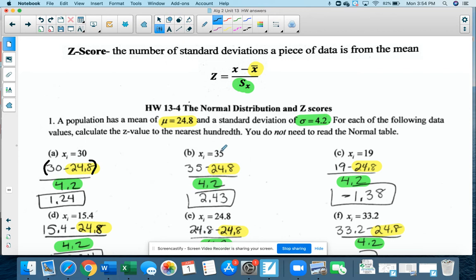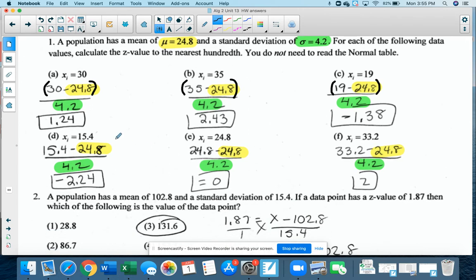In B, my score was a 35. So again, I take my score, 35, subtract the mean, make sure that you have parentheses around all this, and you divide by your standard deviation. I got 2.43. So that score is 2.43 standard deviations from the mean, and again, it's above because it's positive. This next one, C, I get a negative number. My score is 19. My mean is 24.8. So 19 minus 24.8 divided by 4.2 is negative 1.38. So I'm 1.38 standard deviations below the mean.